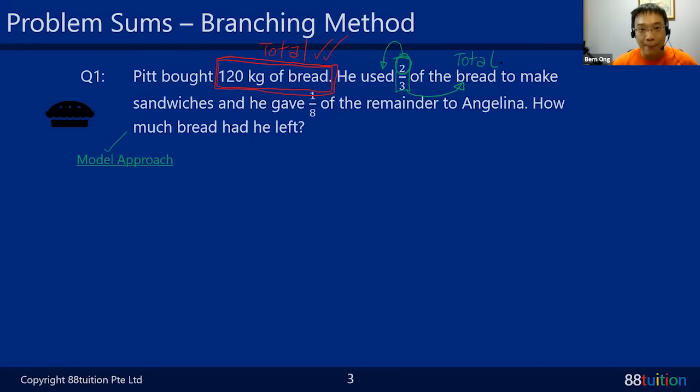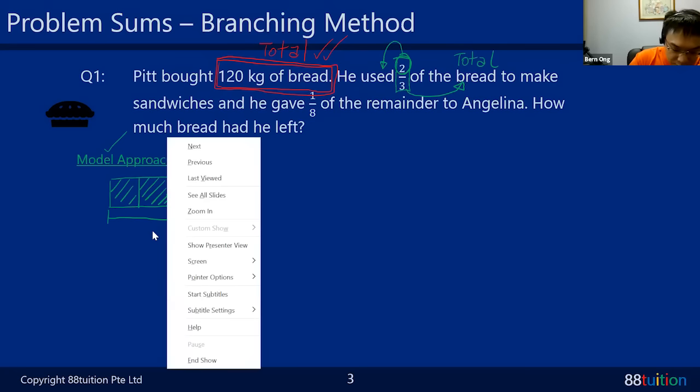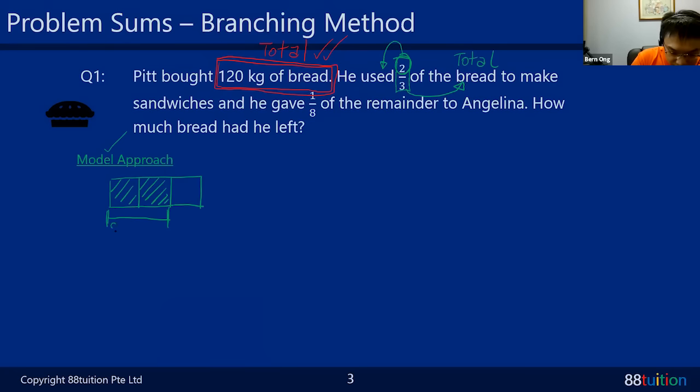Okay, so what happens here? I will use my model to draw. So 2 out of 3 means what? Out of 3 boxes like that. I shade 2, like that. This is called 2 out of 3. So 2 out of 3 is used to make what? This portion is used to make sandwiches. So I'm going to write sandwich down here. This is called the model approach.